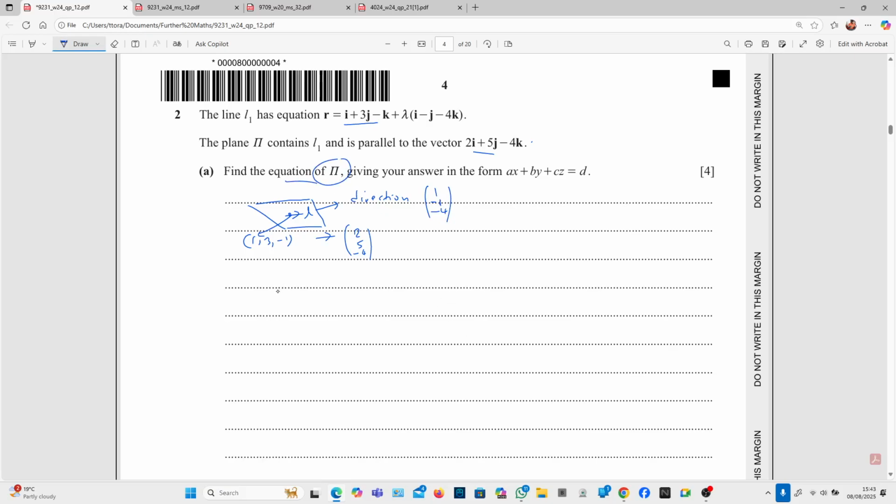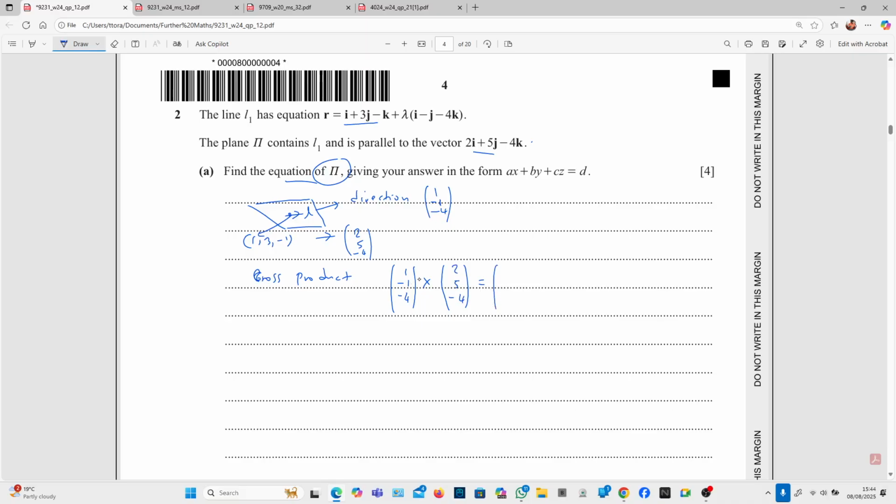So now how are we going to find the equation of the plane? We're going to use the cross product of the vectors. I'm going to take the two direction vectors and cross them. So we have (1, -1, -4) being crossed with (2, 5, -4).